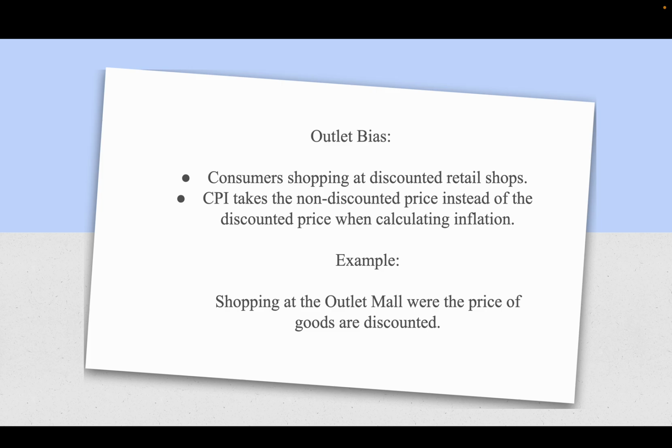An example of outlet bias is when a consumer shops at the outlet mall where goods are sold at a discounted price. CPI tends to overstate inflation because CPI accounts for the real price of the good instead of the discounted price.